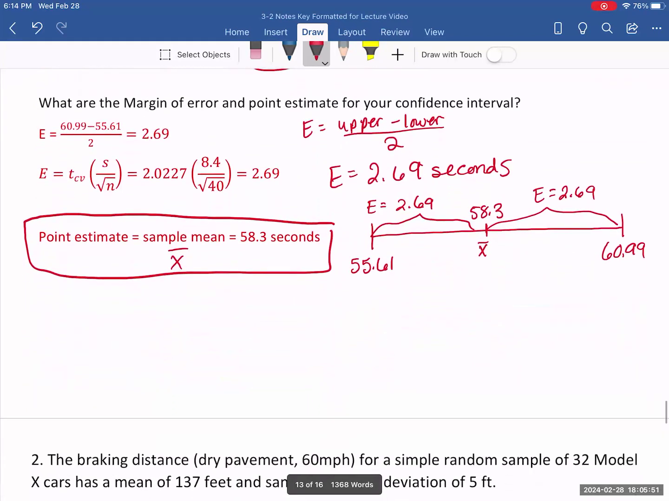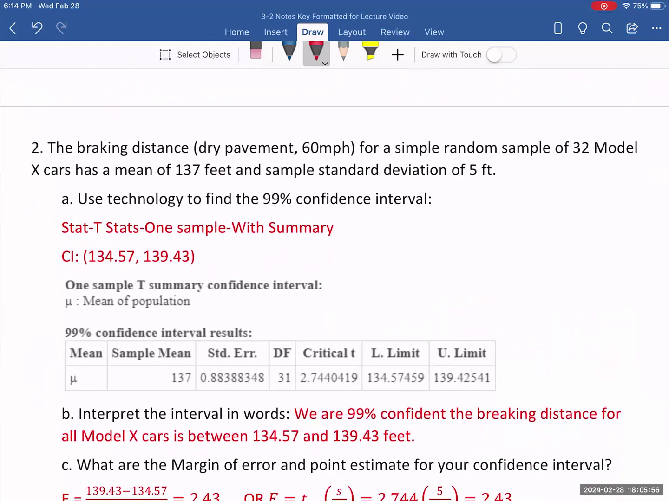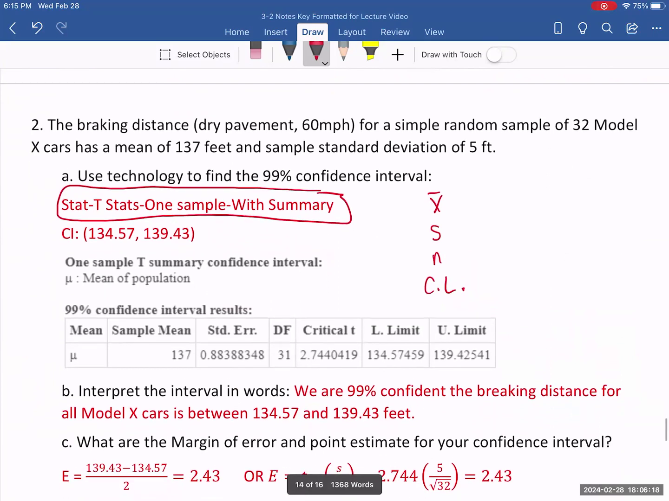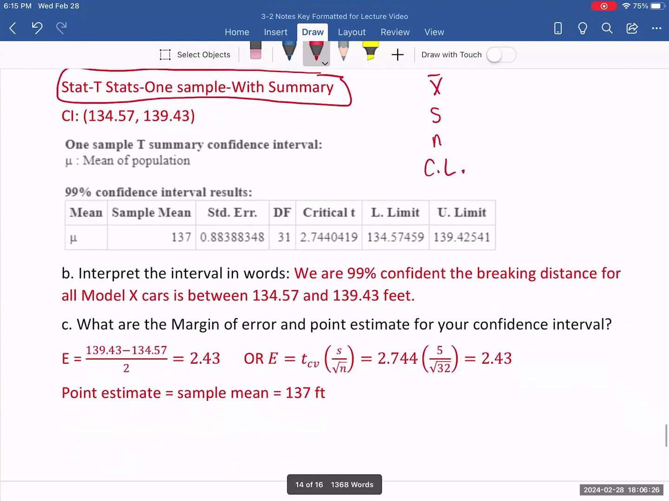All right, so I'm going to skip the next example. It's another one using t-stats, one sample with summary. You'll put in your summary statistics, your x bar, your sample standard deviation, your sample size, and your confidence level. Don't forget to set your confidence level because it's not 95, it's 99. So you'll put those into the t-stats, one sample with summary, and find that the same way we did the last one.